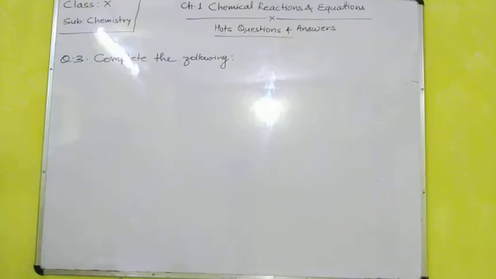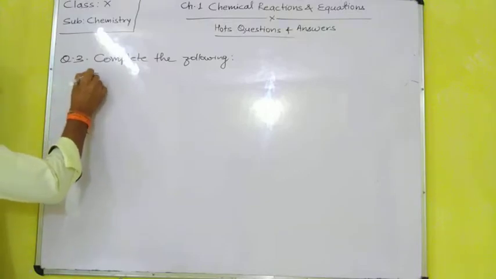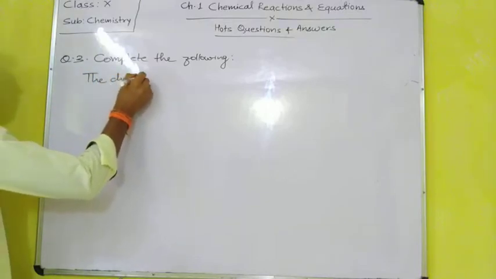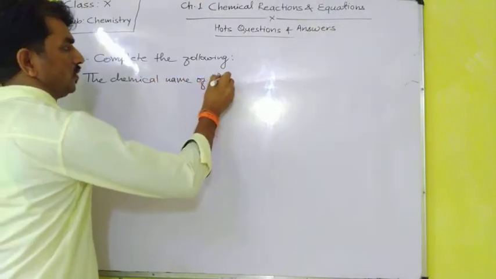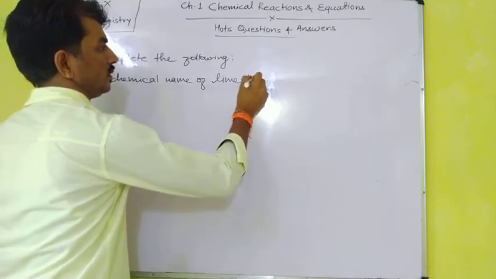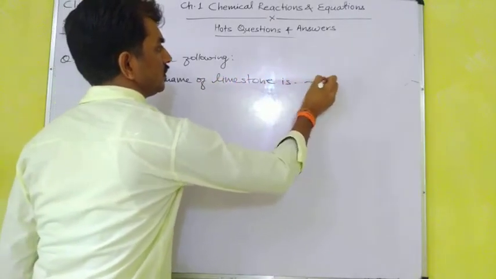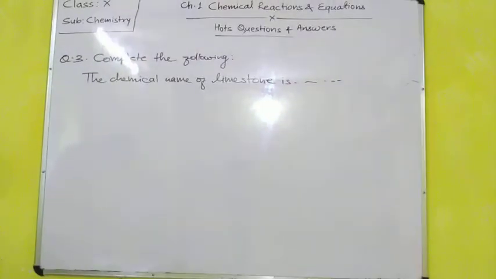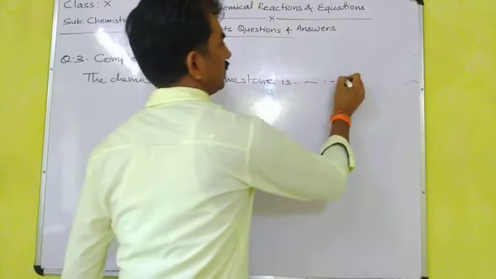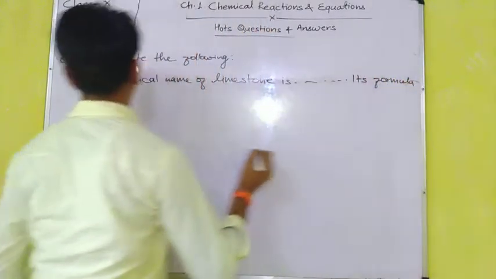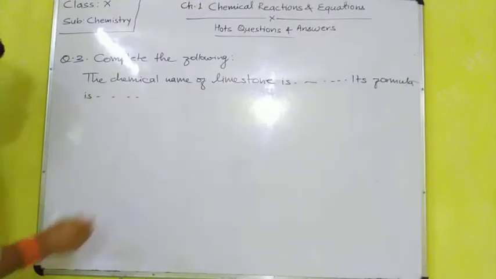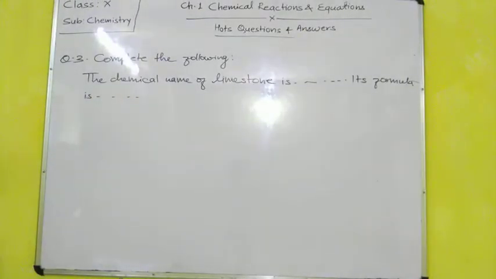First one: the chemical name of limestone is blank. Then its formula is blank. After that, its formula is blank.